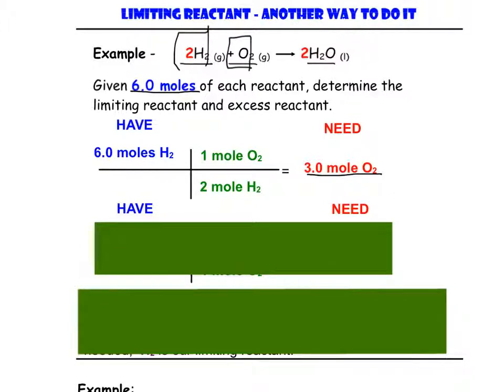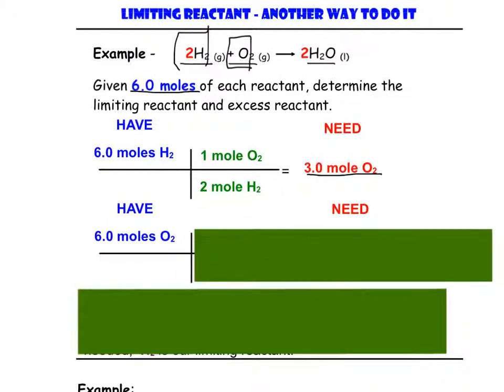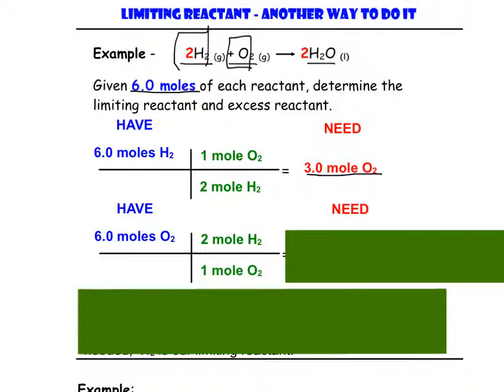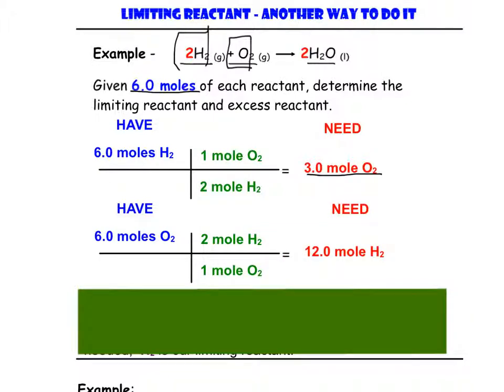But just to double check our work, let's go through and solve the other way. So now we're going to start with our 6 moles of oxygen. I know that I need 1 mole of oxygen per 2 moles of hydrogen, and we are going to get an answer equal to 12 moles of hydrogen. So that's telling me to use up all of the oxygen, I would need 12 moles of hydrogen. But we know that we only have 6 moles.